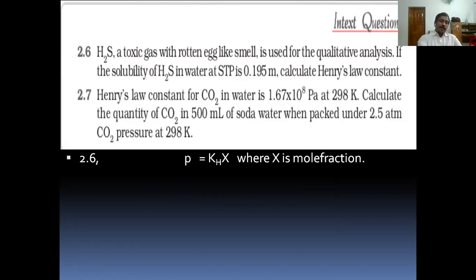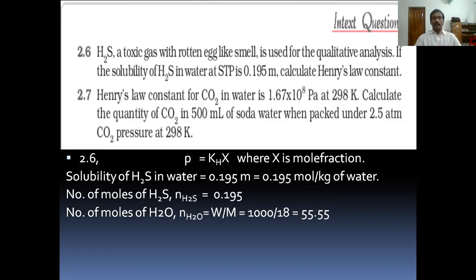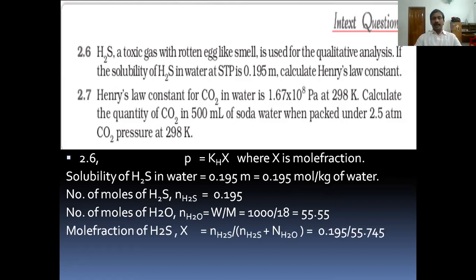So here we have to convert it into number of moles. 0.195 molal is equal to 0.195 mole per kilogram of water. 0.195 mole of H2S is present in 1 kilogram of water. 1 kilogram of water means 1000 grams. 1000 grams divided by 18 is equal to 55.55 moles. Number of moles of H2S is 0.195, and number of moles of H2O, n H2O, W by M, is equal to 1000 by 18, is equal to 55.55.